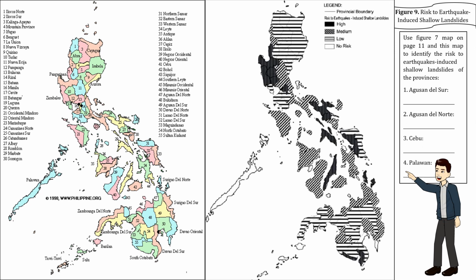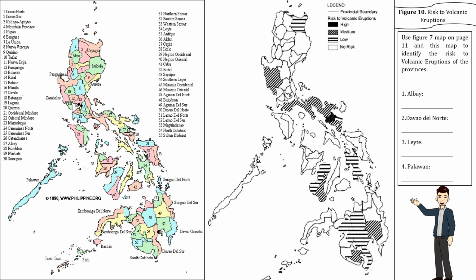Study the hazard map below, which is risk to earthquake-induced shallow landslides. You may also see it on page 13. Use the Figure 7 map or political map of the Philippines on page 11 and this map to identify the risk to earthquake-induced shallow landslides of the given provinces: Agusan del Sur, Agusan del Norte, Cebu, Palawan.